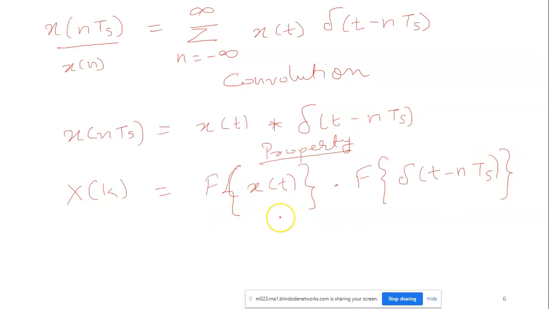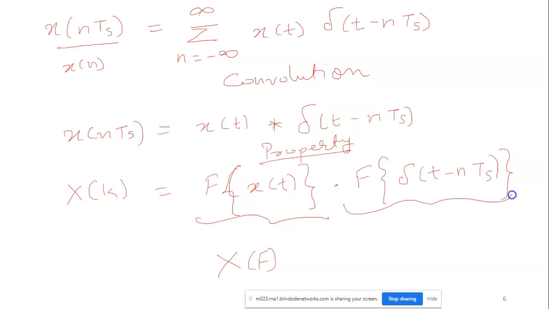Okay, so there will be a multiplication. So this is from the property of the Fourier transform. Okay, what is the Fourier transform of this? It is very simple. It is X(f). So that is the Fourier transform of x(t).